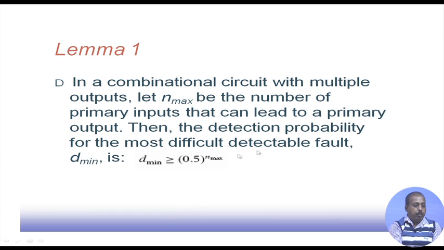Then the detection probability for the most difficult detectable fault is d min greater than or equal to 0.5 to the power n max, because each of these inputs may be set to 0 or 1, so the probability is 0.5. Each of these inputs is to be set to some value, and that way it is 0.5 to the power n max. So d min will be greater than or equal to this quantity. That gives a better estimation of the detection probability of a fault.